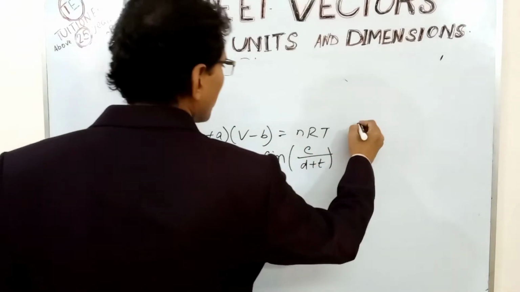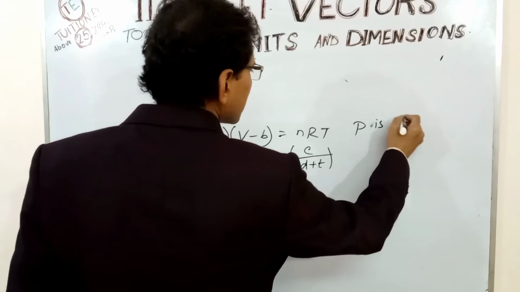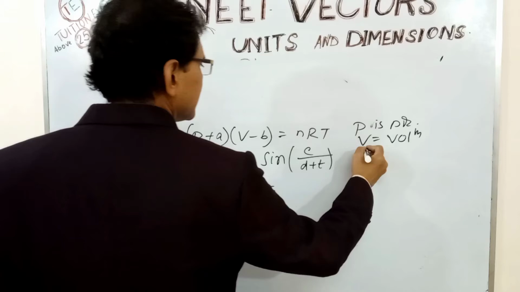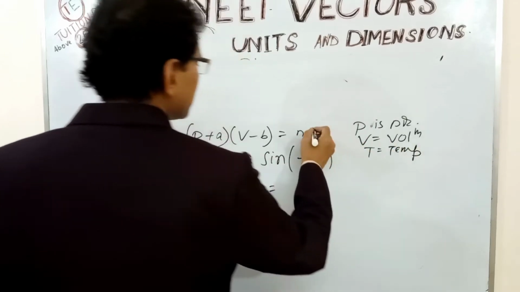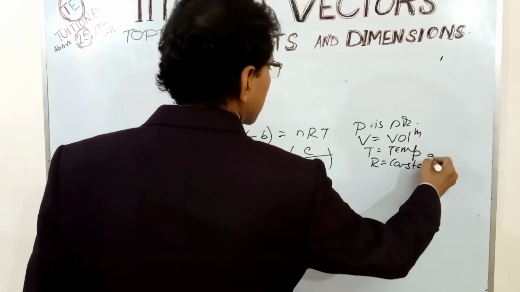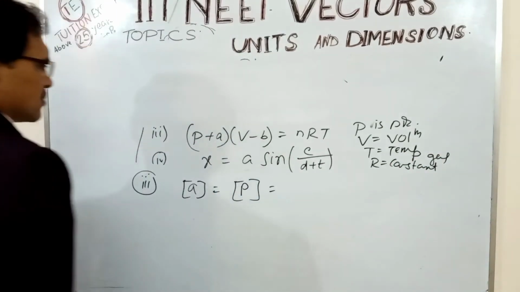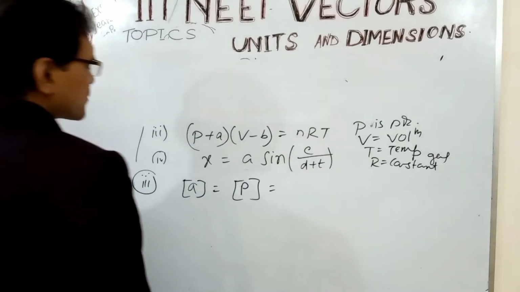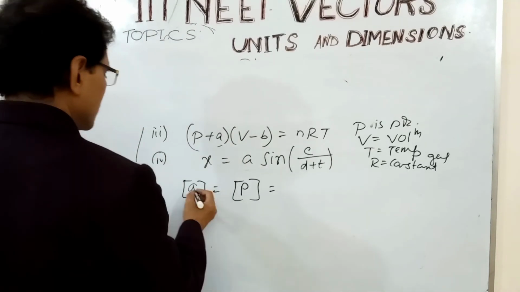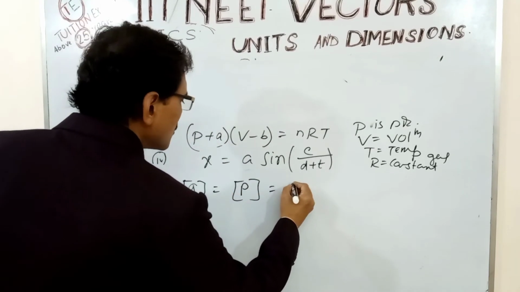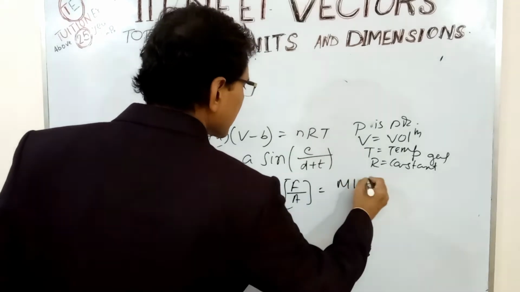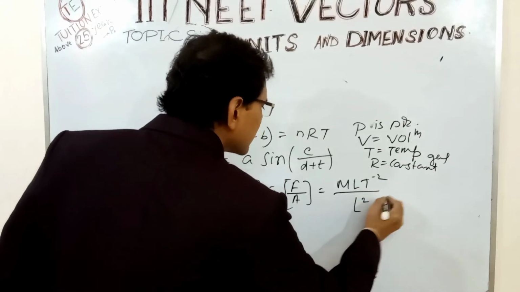Now this is T for temperature, P is pressure, and here V is volume. R is the gas constant, and N is mole. So we can find the dimensions of this quantity from that. So dimension of A equal to dimension of P. Now what is pressure? Pressure equal to force by area. Dimension of force equal to this, and area is L square.